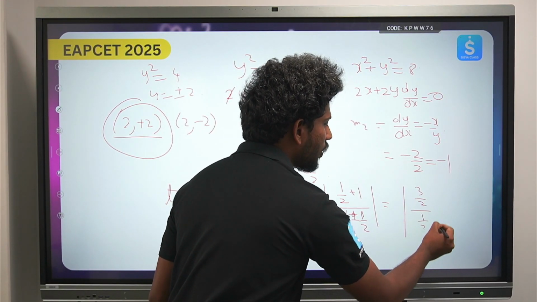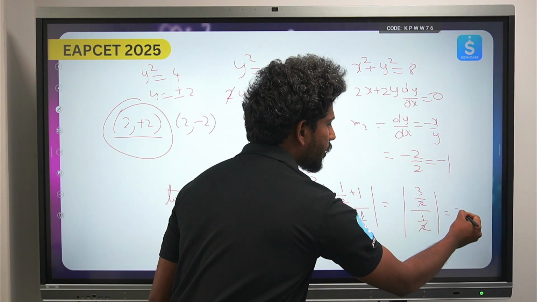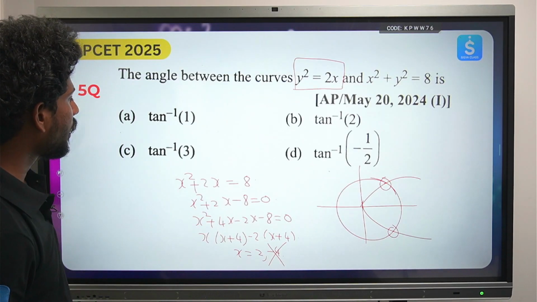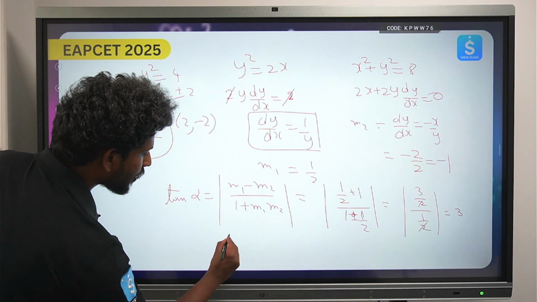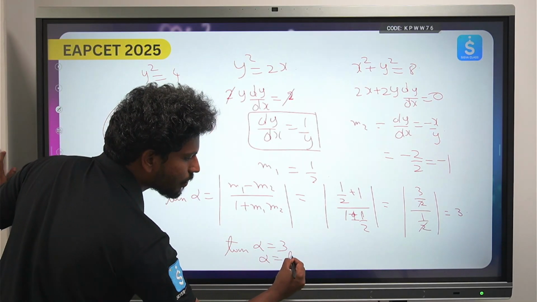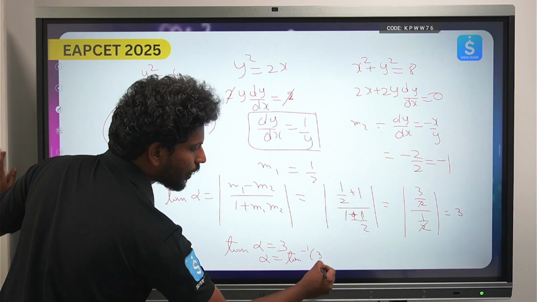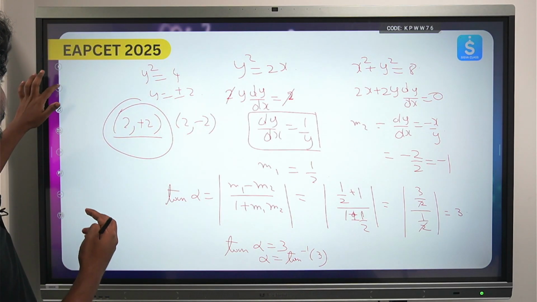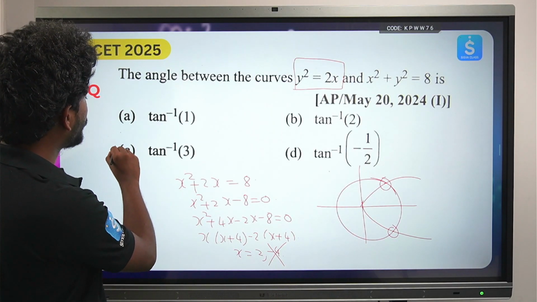3 by 2 by 1 by 2, so this will be equal to 3. So from here you can write tan alpha is equal to 3, alpha is equal to tan inverse 3. So simple question. So we have the answer option C.